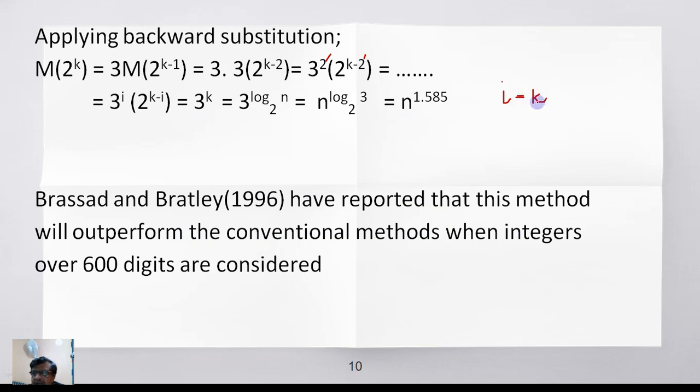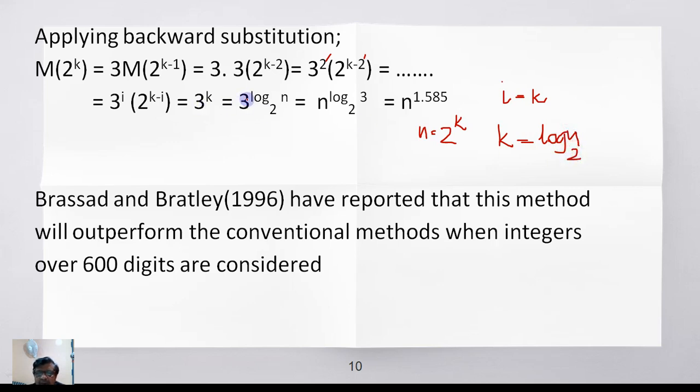If you substitute i equal to k, then what happens? 3 to the power of k and 2 to the power of k minus k. K minus k becomes 0. 2 to the power of 0 is 1. So 1 is 1. Therefore 3 to the power of k would remain. If n equal to 2 to the power of k, then k will be equal to log n to base 2. This is known to us.